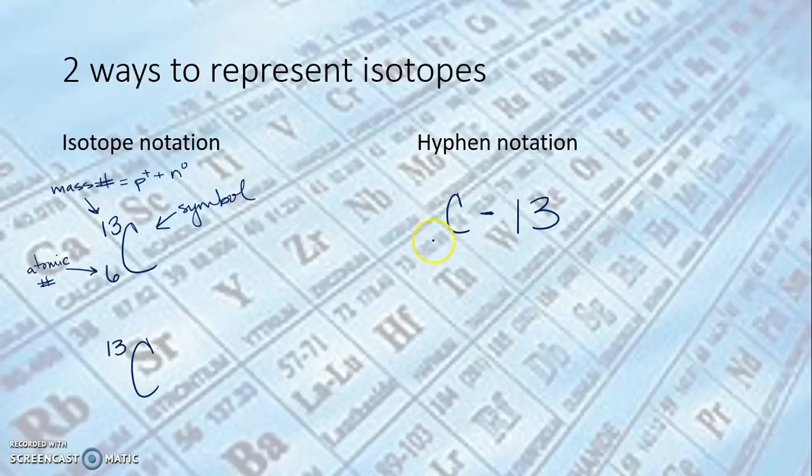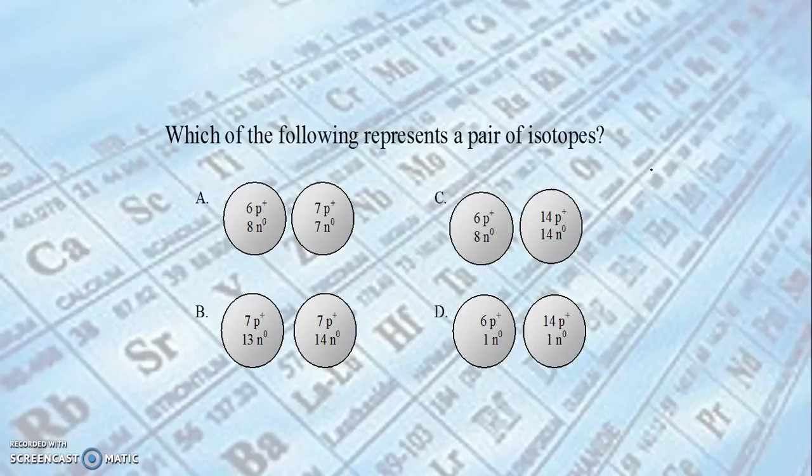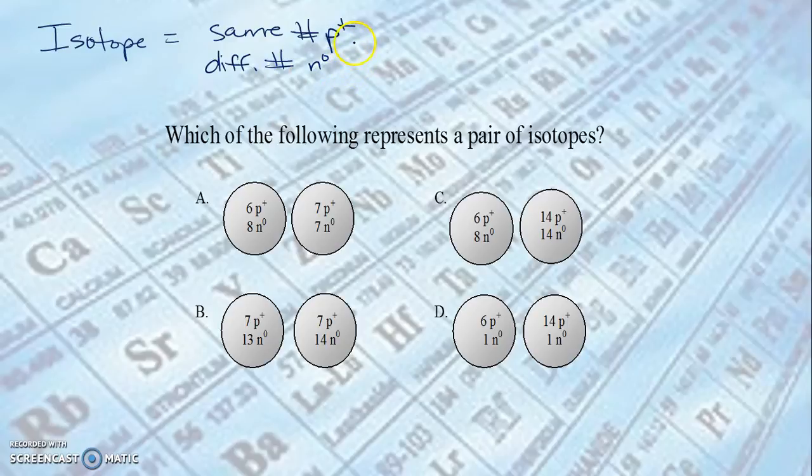We're so sneaky. All right, so the only difference here is that you're writing it dash whatever the mass number is, right? Because this is the symbol and this is the mass number. Now, in hyphen notation, we do not include the atomic number. In an isotope notation, we can. Up to you. You need to know both ways, and you need to be able to use them interchangeably as well. All right, so just to recap, an isotope, same number of protons, different number of neutrons, and therefore it has a different mass.